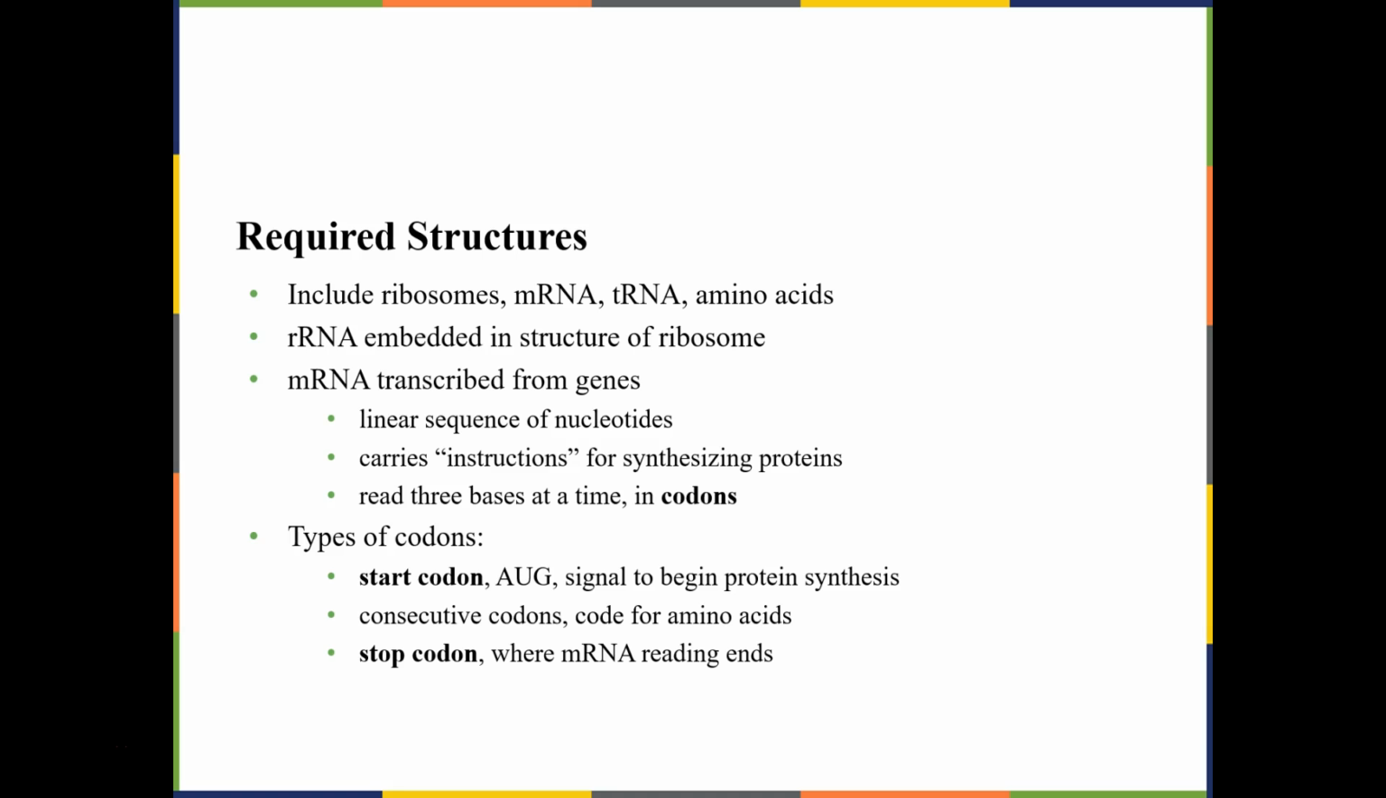You take 4 times 4 times 4, or 4 to the 3rd power. You get 64 different codes. 61 code for amino acids, and 3 are stop codons. So there's a total of 64 codons, but only 61 code for amino acids.